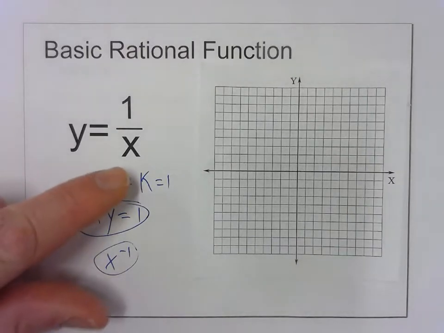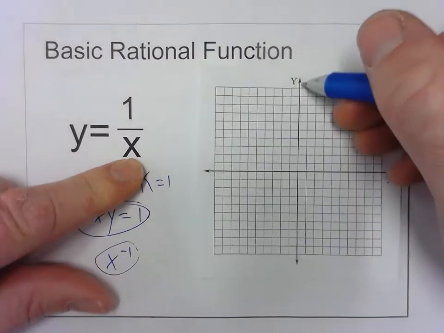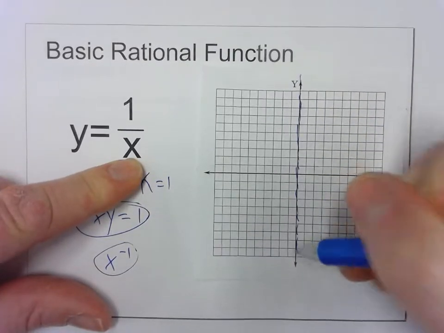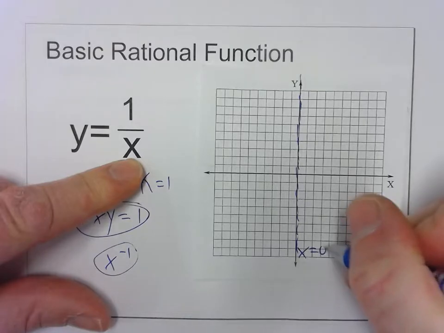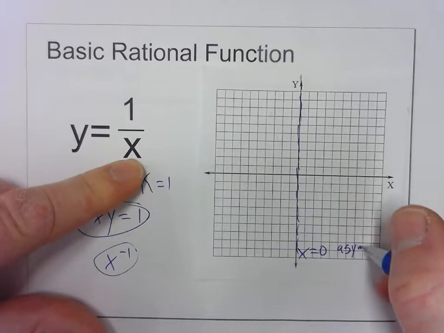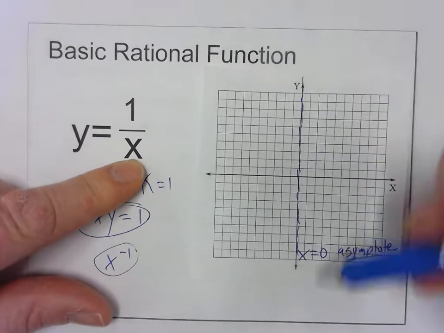So the first thing that we notice is you can't divide by 0. So x cannot be 0. So it creates this boundary at x equals 0. This boundary is called an asymptote. So it's a vertical asymptote.